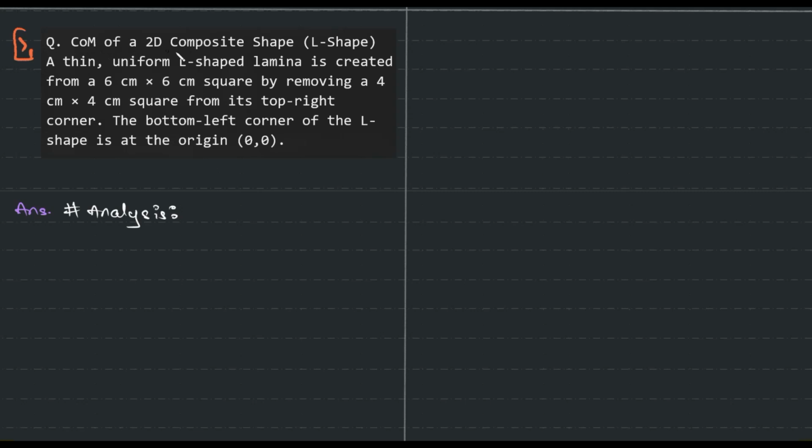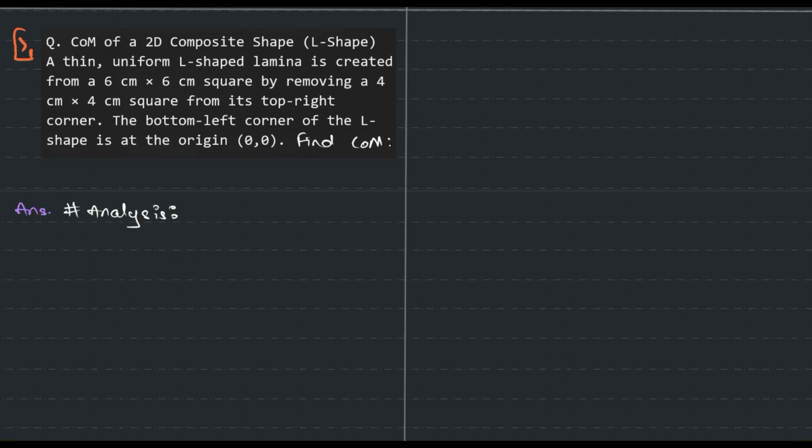Center of mass of a two-dimensional composite shape, L shape. A thin uniform L shape lamina is created from a 6 centimeter by 6 centimeter square by removing a 4 by 4 square from its top right corner. The bottom left corner of the L shape is at 0, 0. So we need to figure out the center of mass.